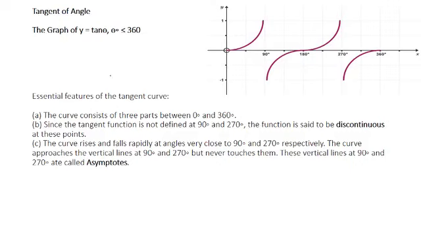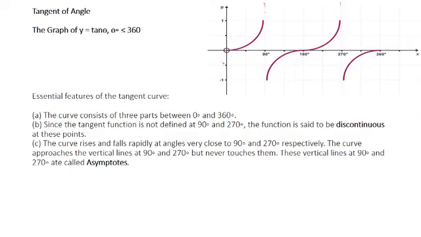Now let's see some of the features again. The curve consists of 3 parts between 0 and 360. Since the tangent is not defined at 90 and 270, the function is said to be discontinuous. At that point, the curve rises and falls rapidly at an angle very close to 90 degrees and 270 degrees respectively. The curve approaches a vertical line at 90 and never touches it. These vertical lines are called the asymptotes, and most times they are represented with dotted lines. So when you project a dotted line with this, you discover that the asymptote of the tan graph exists at every interval of 180 degrees starting from the origin.